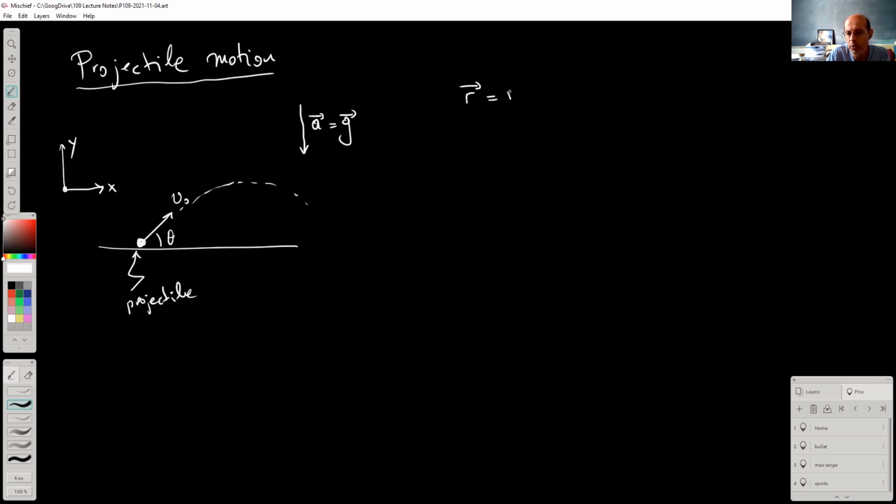The position is equal to the initial position plus the initial velocity times t plus 1/2 of the acceleration, and the acceleration here is basically equal to the gravity. The velocity is v0 plus g times t. These are the fundamental equations that give the position and velocity as a function of time in terms of initial position and initial velocity.